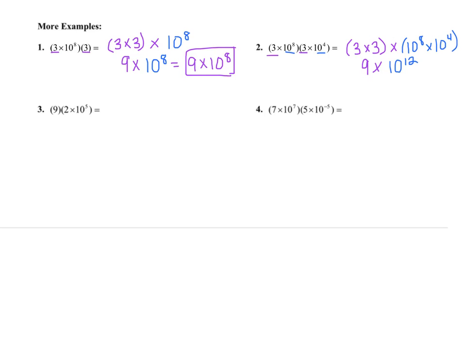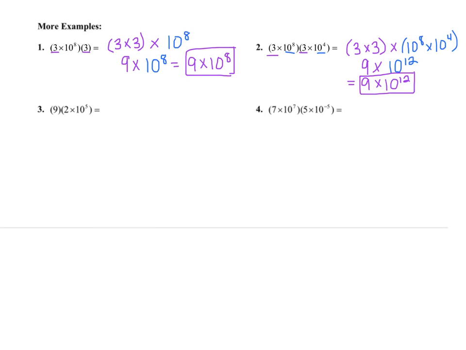Now you want to identify if 9 is already in scientific notation, which it is. So therefore our answer is 9 times 10 to the 12th power. Let's look at example 3.